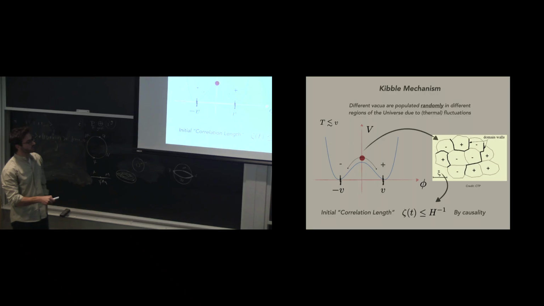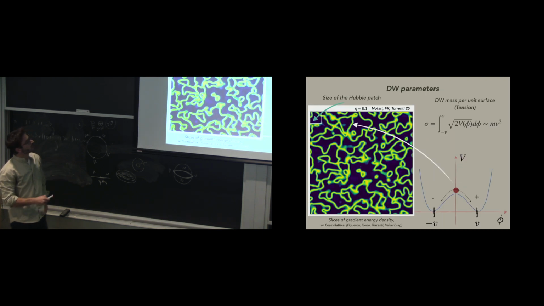Now, the initial correlation length of this network has to be smaller than Hubble by causality. It could in principle be as large as Hubble at the given time when this process happens. All right, so now this is the first kind of artistic picture, but it's not totally artistic in a sense. This is obtained by a simulation. So this is as realistic as it gets as a representation of what would happen in the early universe if such a scalar field with such a potential existed.